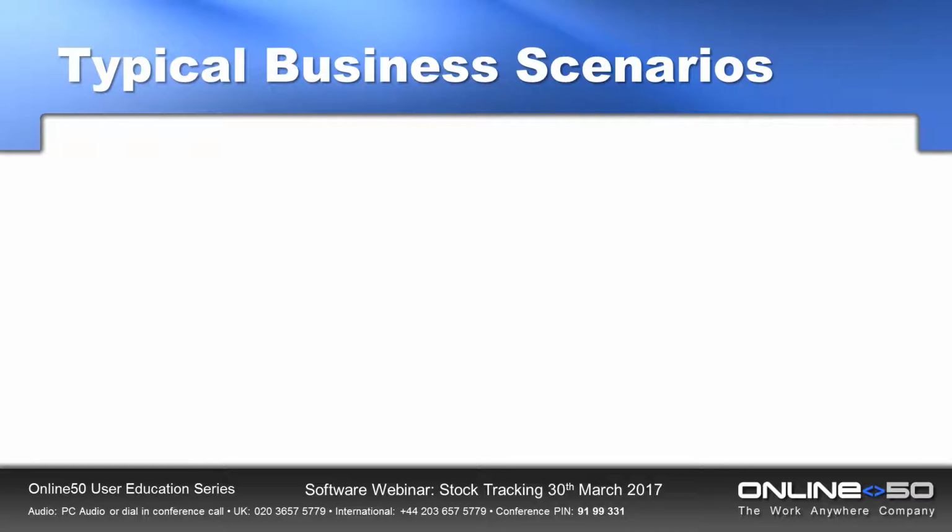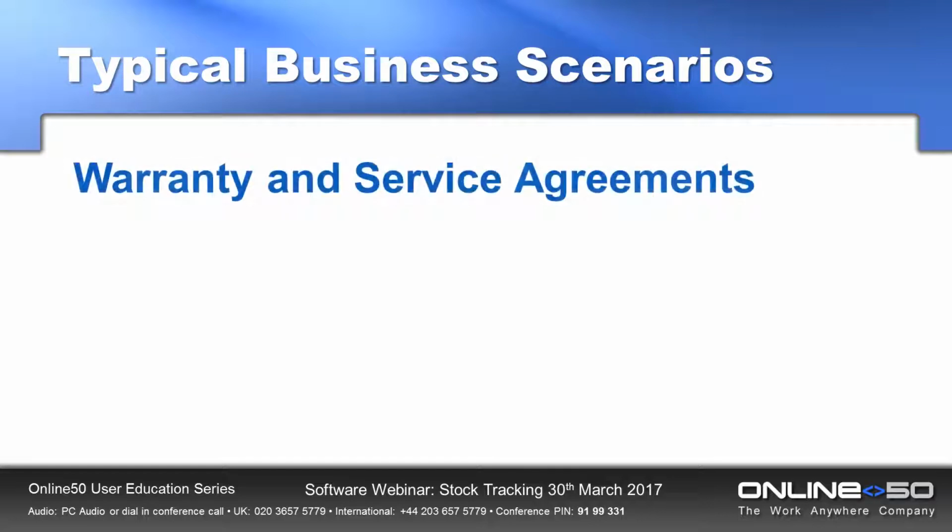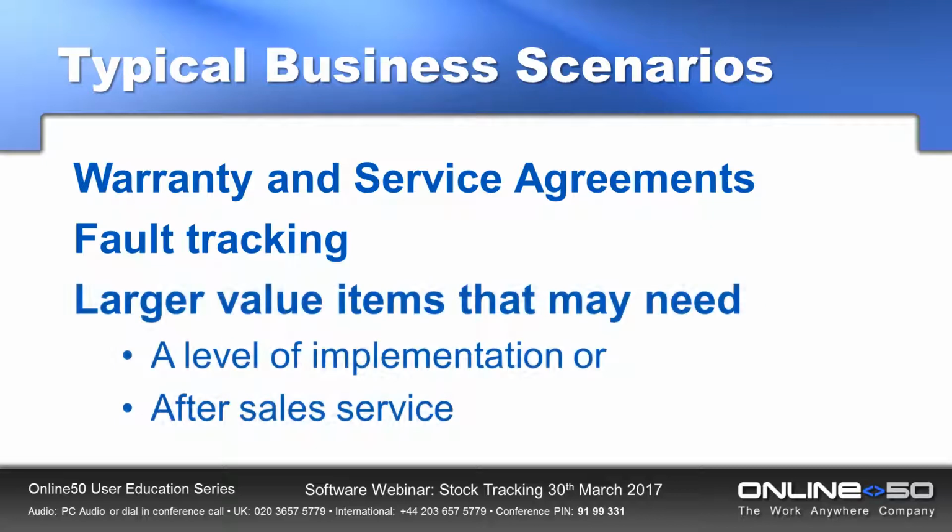Okay. So typical business scenarios, we've talked about warranty and service agreements. Fault tracking, if you know that there are faults with particular serial numbered items, you're going to be seeing those coming up against the same item. And often it's larger value items where there's a level of implementation that goes with the product. You may want to track the costs of that, or there's some after-sales service.